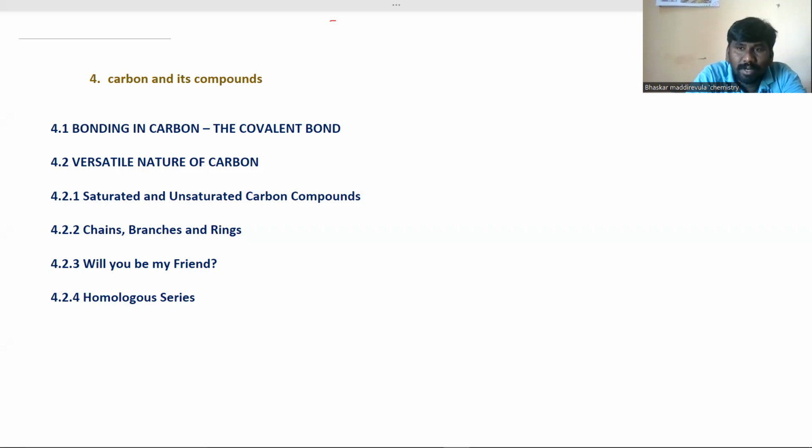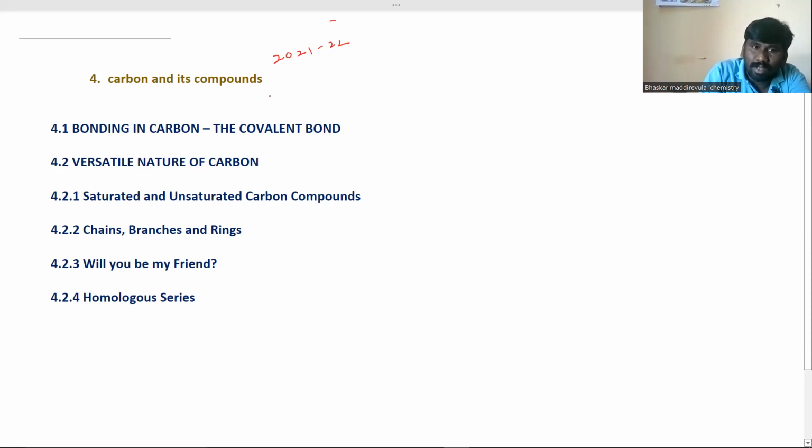These are the topics that we need to cover in carbon and its compounds. Only around 6 topics are there here. The remaining part is deleted for exam purposes for the 2021-22 academic year of class 10th CBSE. So we need to cover only these topics, and we'll see how the questions will be asked from each topic.